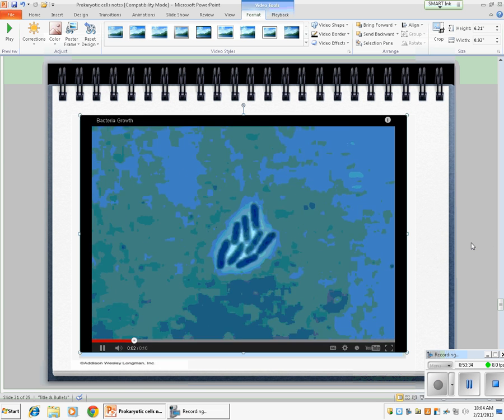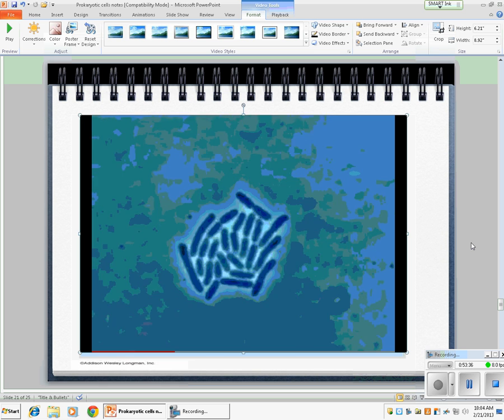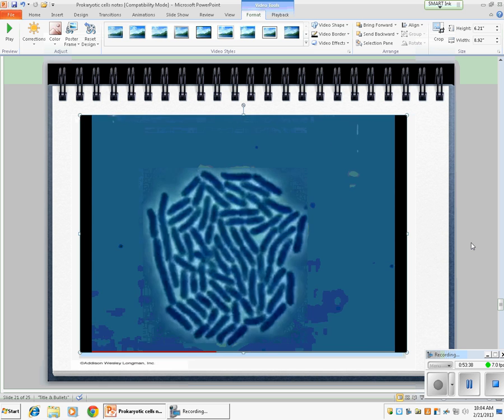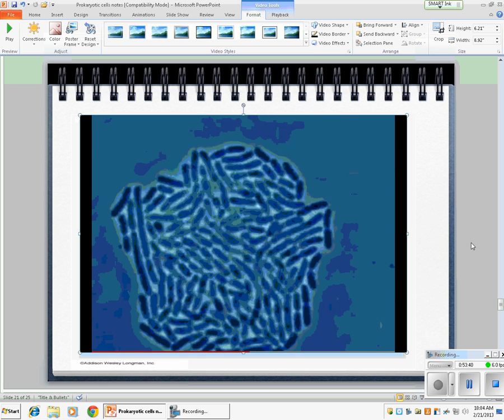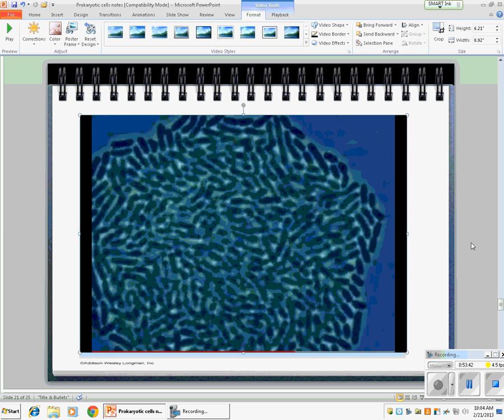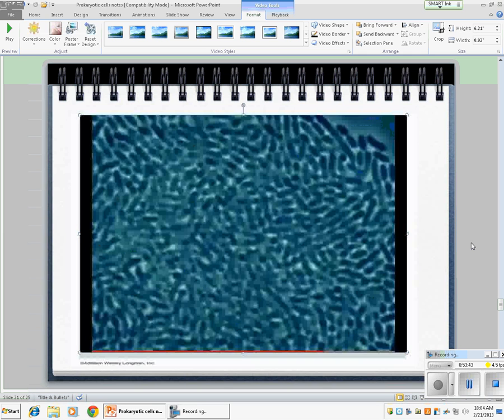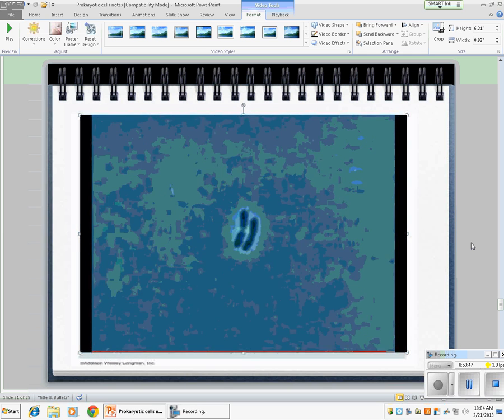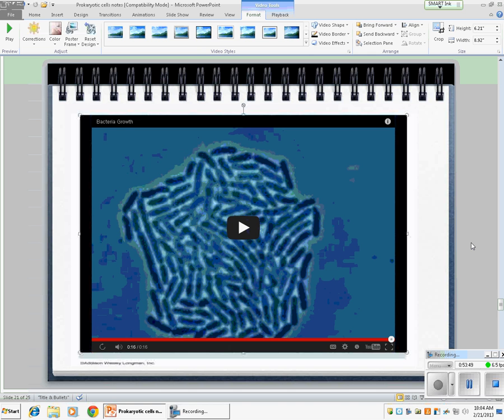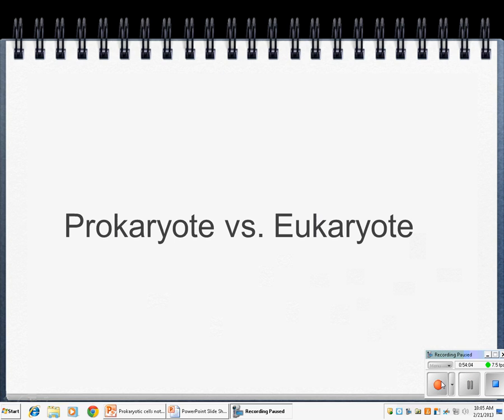Bacteria reproduce very simply and rapidly by doubling their contents and splitting in two. Just one bacterium, dividing every 20 minutes, could produce nearly 5,000 billion bacteria in one day. So it just reproduces itself very, very quickly. So it's everywhere. It's going to grow everywhere. And this is why it's important for you to have cleanliness, because of the simple fact that bacteria grows so fast.